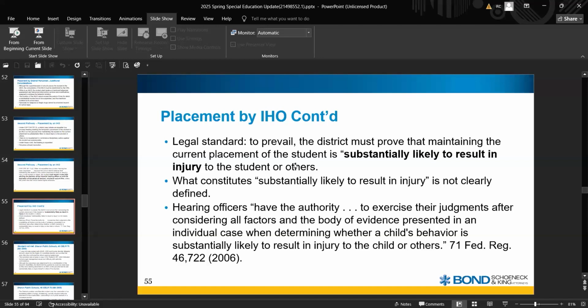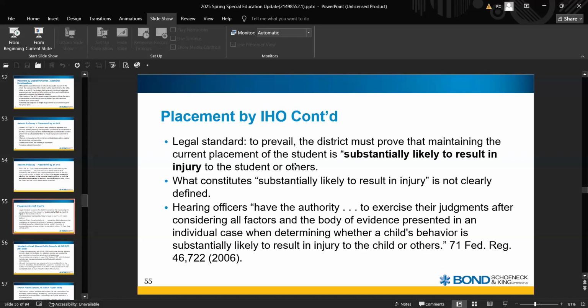Okay, so the evidence that you present is going to matter. They have to consider all the factors in the body of evidence presented in each individualized case to determine whether that behavior is going to cause injury to the others. So it's fact specific. So, what's the hearing officer going to consider? Okay, what's the history of the student involved here? What have they done before? Has it just been limited to verbal threats? Has there been any kind of physical aggression? Is this getting worse? How long has it been since the last incident?